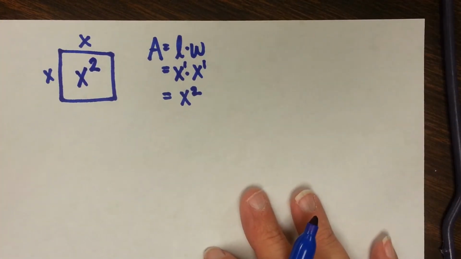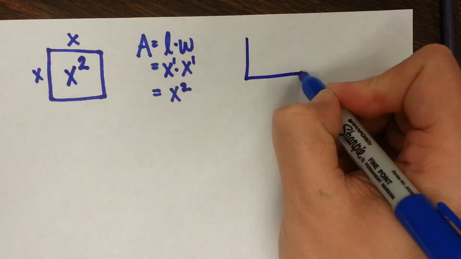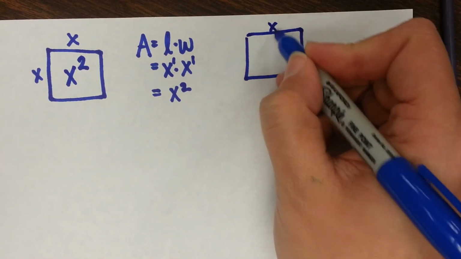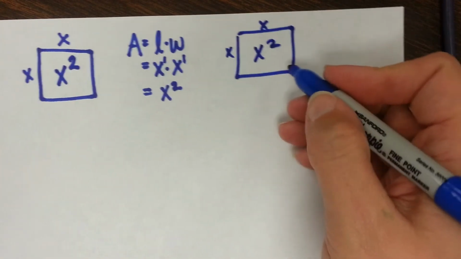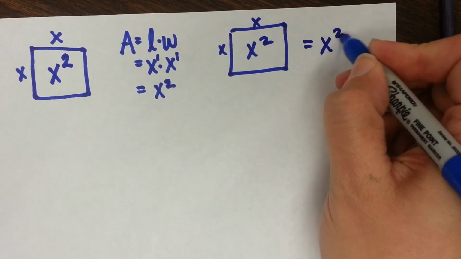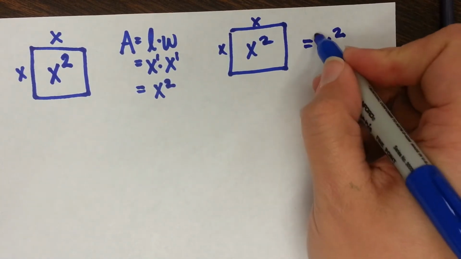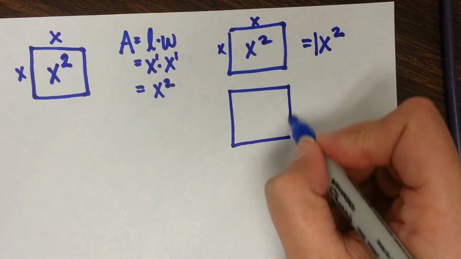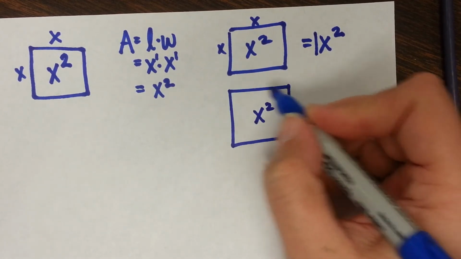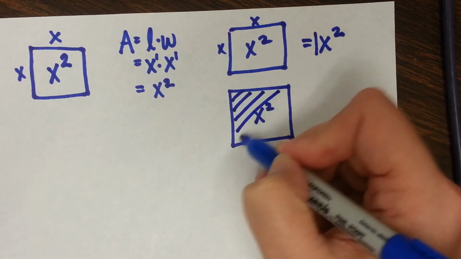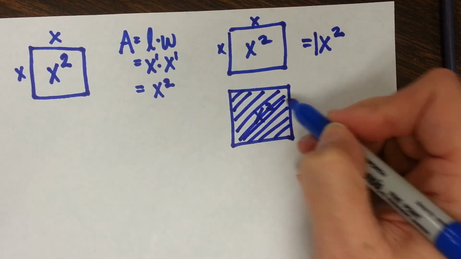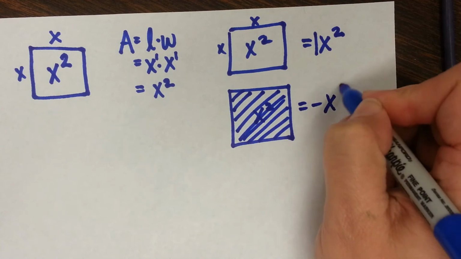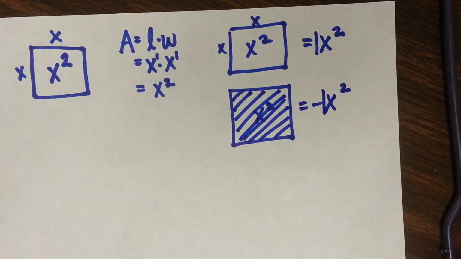Once again, like before, we have a shaded and an unshaded one. So this one would be a positive x squared. You can also think of that as 1x squared. And then if I drew another one, but I had it shaded in, then that would be considered a negative x squared, or a negative 1x squared.